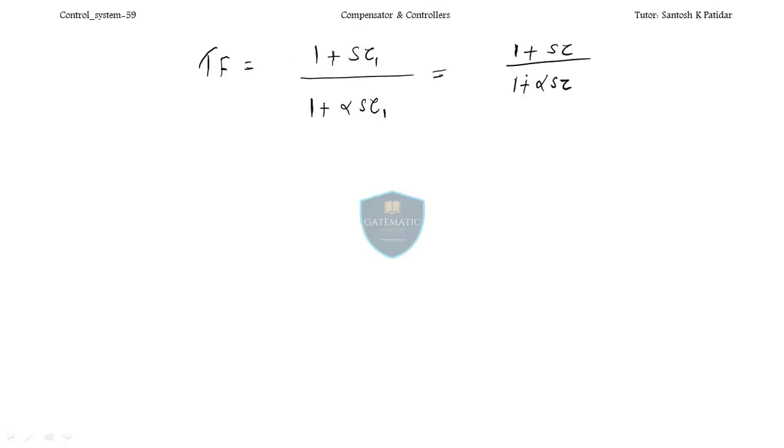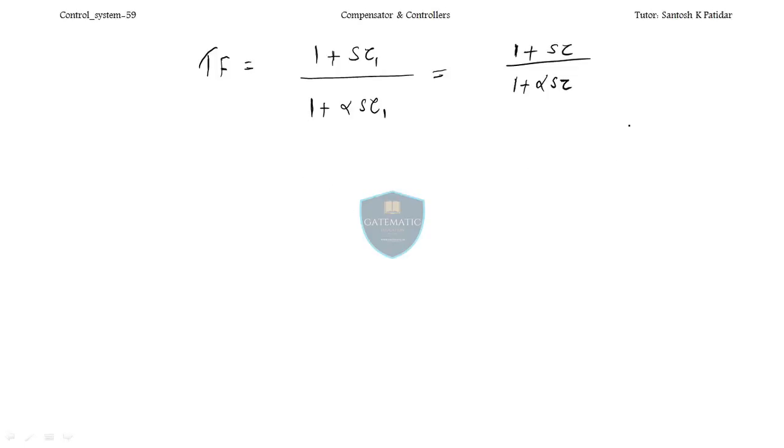Last time we discussed the lead compensator, the basics. Again I'll tell you the transfer function. What we have seen in the last class is (1 + sτ1) / (1 + αsτ1), or simply written (1 + sτ) / (1 + αsτ). Now this is the transfer function of the lead compensator we have seen.